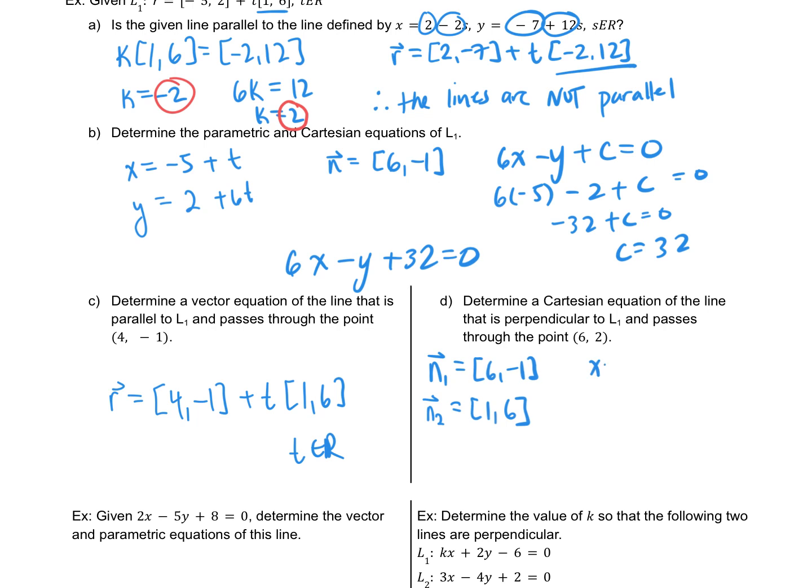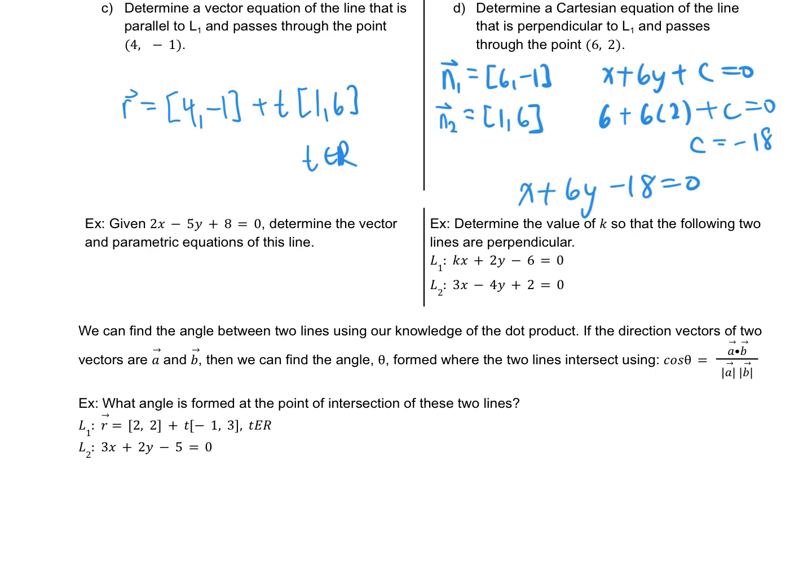So we have x plus 6y plus c equals 0. X is 6, y is 2. That's 6 plus 12, which is 18. And when that moves over to the other side, c is -18. And there's the Cartesian equation of that perpendicular line.